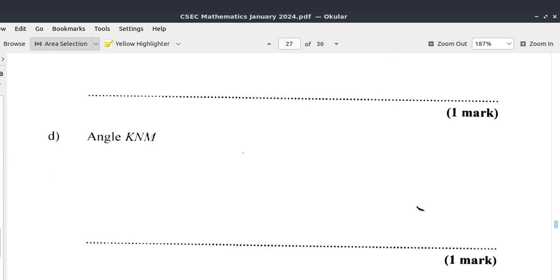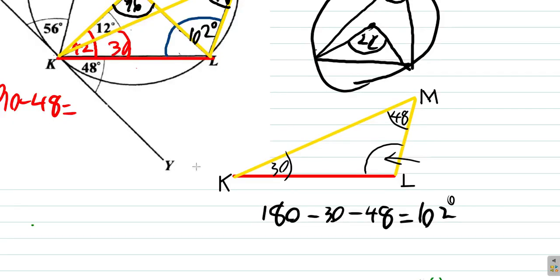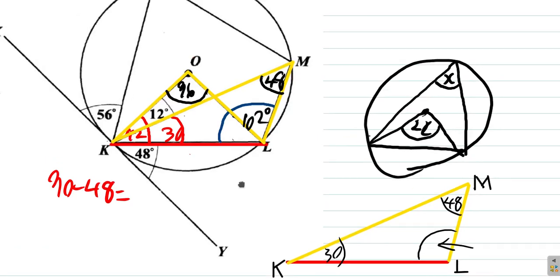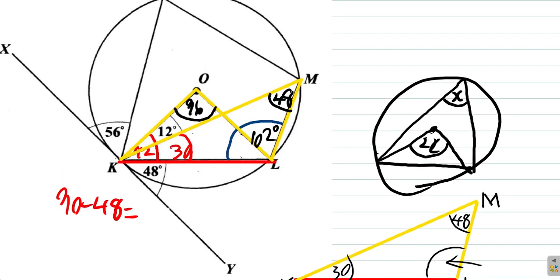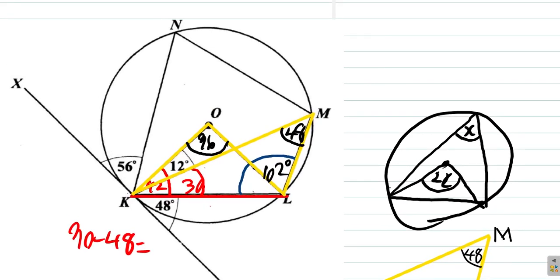After that, they want KNM, and KNM, let me see now, where is N again? Okay, so they're going to want KNM, this angle up here. We look at that angle in our next video.